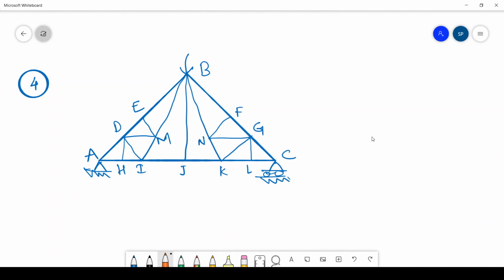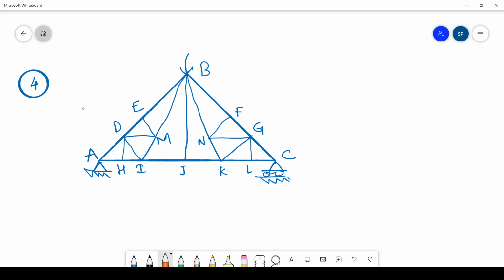You see this now. At the very first instance, you might feel that it will require very much time, it is very difficult to analyze. But if you start identifying zero force members of this truss, you will be very glad to know that yeah, it can be solved in very few minutes, right?